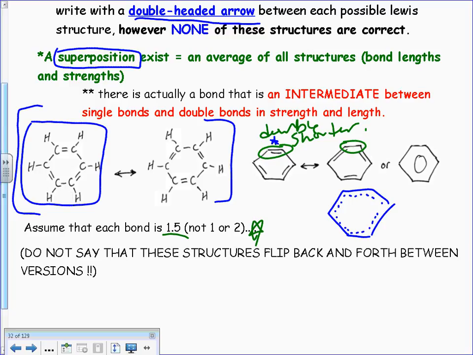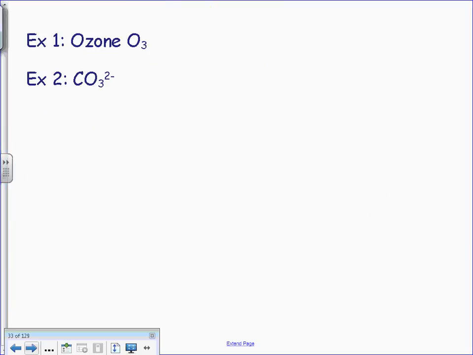Okay, so let's look at this one. You guys draw ozone. Draw all of its resonance structures. Ozone. First one we do. What we don't finish today, we'll finish tomorrow.